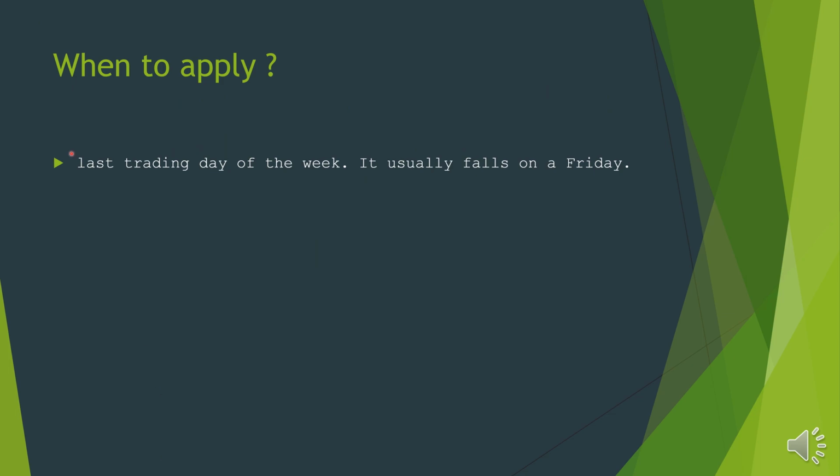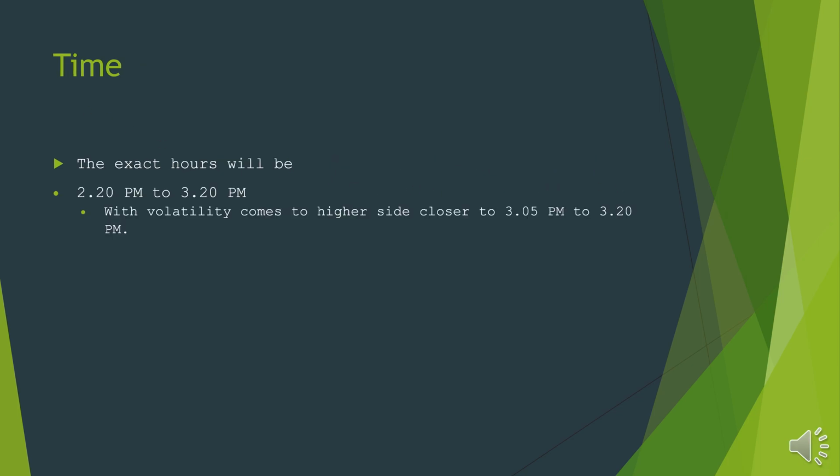When to apply? This strategy can be applied on all last trading days of the week. It usually falls on a Friday. Time: the exact hours will be 2:20 p.m. to 3:20 p.m. on a Friday, with volatility coming to the higher side closer to 3:05 to 3:20 p.m.